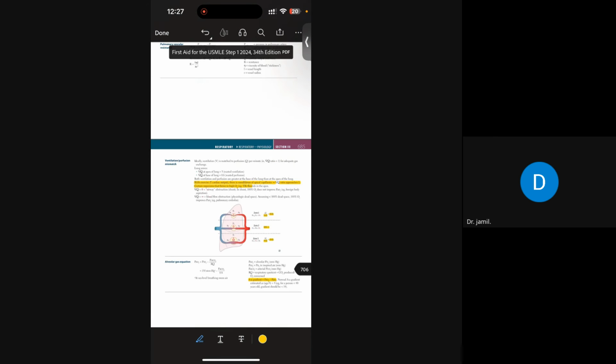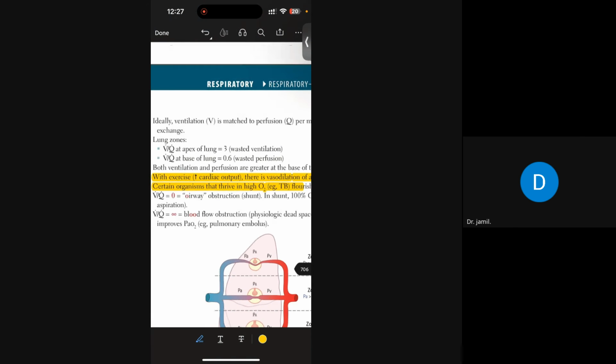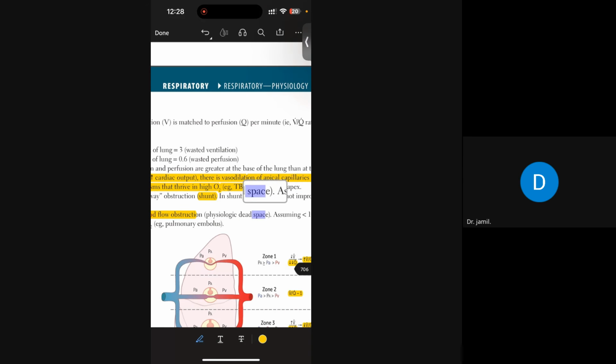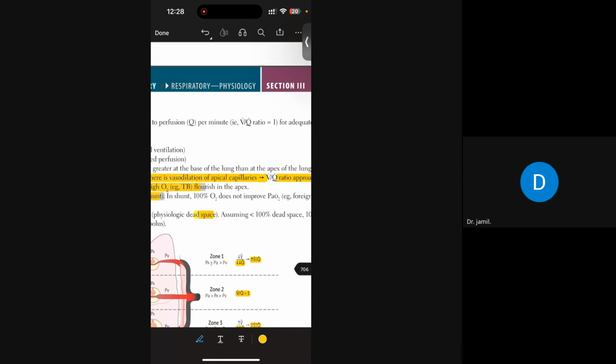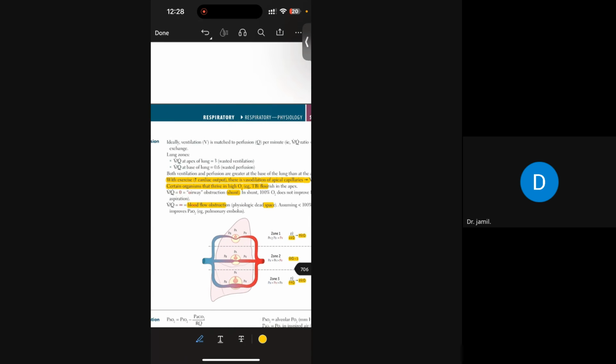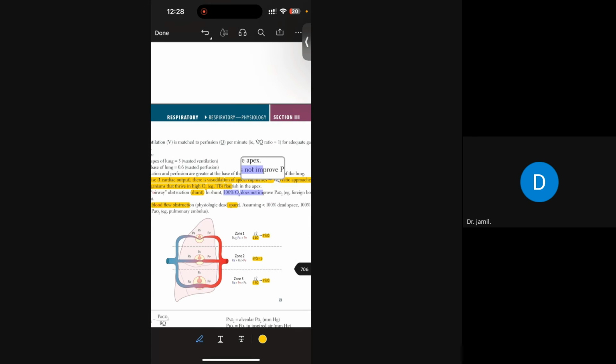In intrapulmonary shunt, VQ is zero when the ventilation is zero, and we call this shunt. And when blood flow obstruction occurs, we call it dead space ventilation. In shunt, 100% oxygen does not improve PaO2.